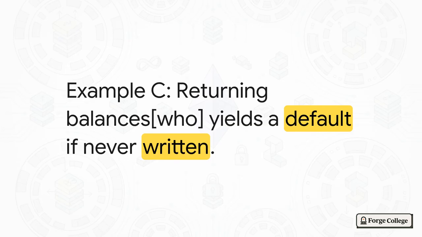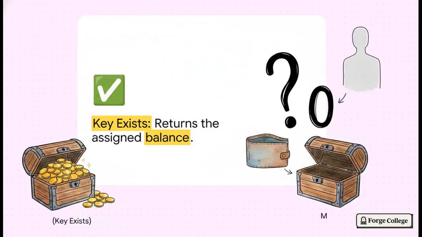Example C, dealing with mappings. A mapping is essentially a giant dictionary or a ledger, mapping address to uint public balances. So when we ask for the balance of a specific address, let's call it who, we expect an answer. But here is the catch. Because Solidity doesn't have a null value, if a key exists, you get the assigned value, say 500 tokens. Great. But what if the key has literally never been written? Well, it doesn't crash. It just returns the default value for a uint, which is 0.